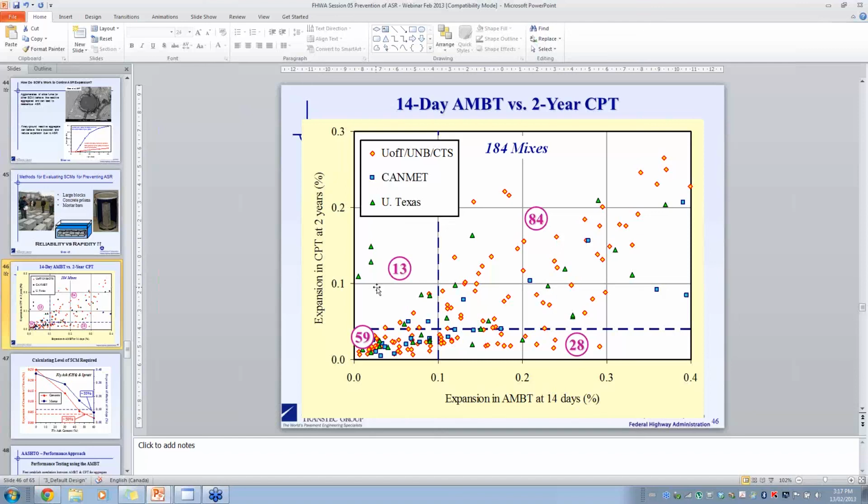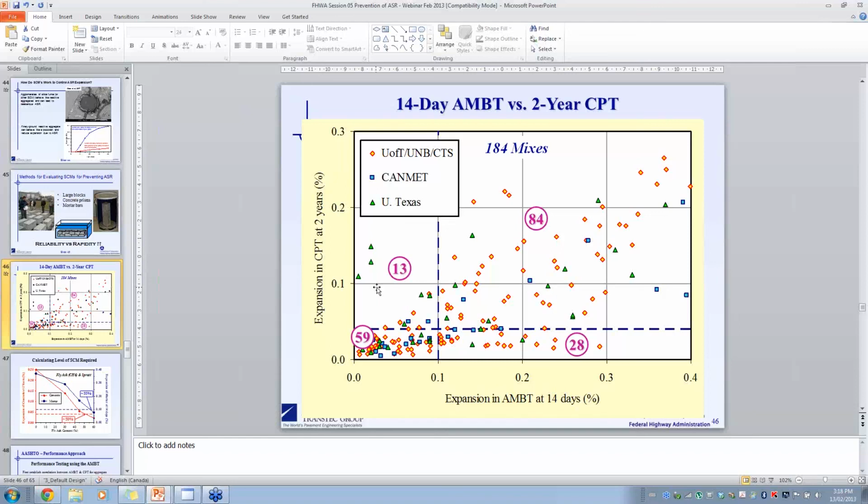Okay, next question is, what amount of expansion level due to ASR will be deleterious and reduce the durability of the concrete? What we tend to use for test methods, we've always used a 0.04% at 1 year for testing aggregates, at 2 years for testing concrete. There's nothing magic about that number. It just happens to be the onset of cracking in a concrete prism test generally. As I say, there's nothing really magic with that.